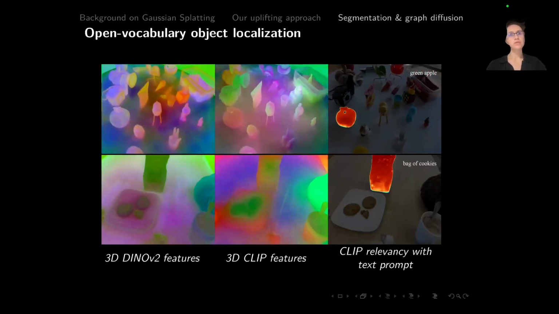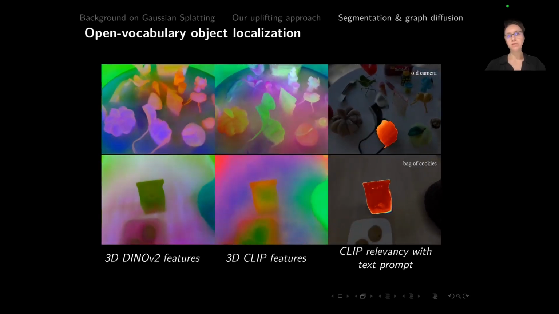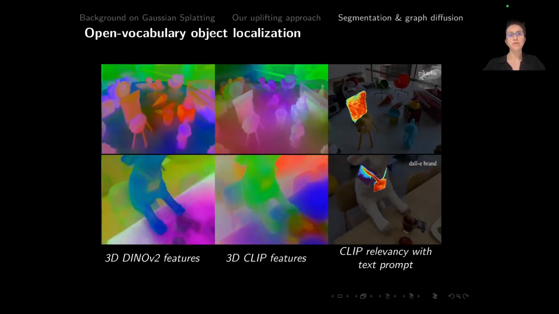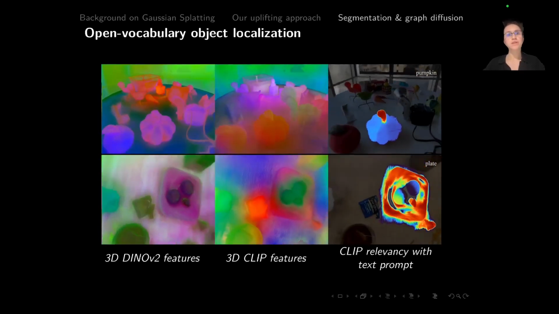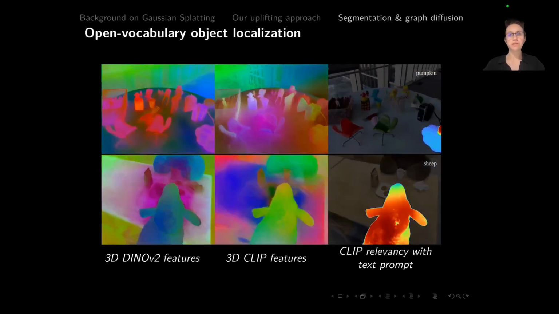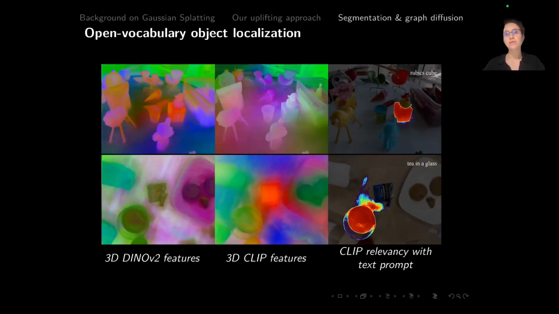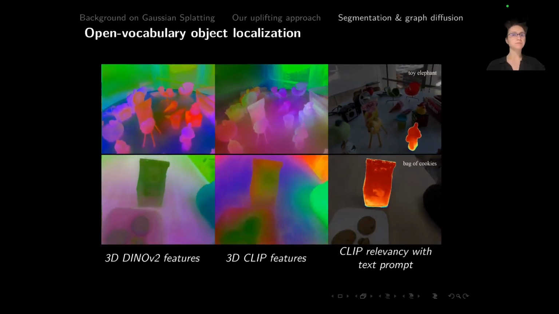The logic used to segment based on scribbles also applies to textual prompts using CLIP. Given a text prompt like a bag of cookies, we compute its similarity with 3D CLIP features, but the result is noisy. And diffusion using DINOv2 features refines these activations into a clean 3D mask shown on the right.